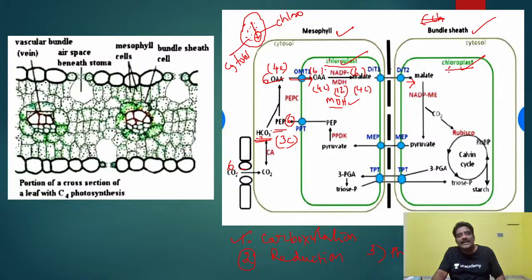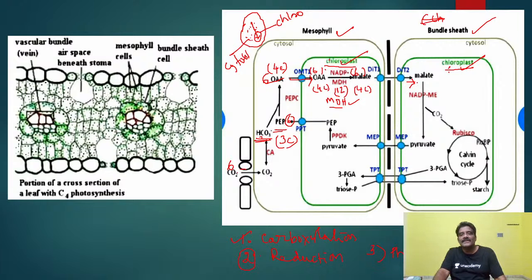But here NADPH is there, no? So this is NADPH. This NADPH is available from the light reaction. In the light reaction, NADPH is formed, no? That is used here. That point also you have to remember. Where is the NADPH available from for the reduction of OAA to malic acid? It will come from the light reaction, which is the product of the light reaction. In photosynthesis, the light reaction is the first stage.